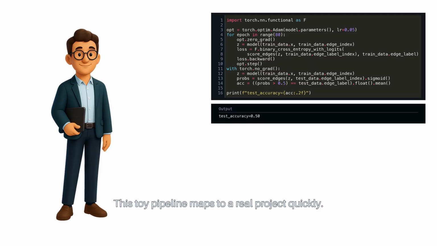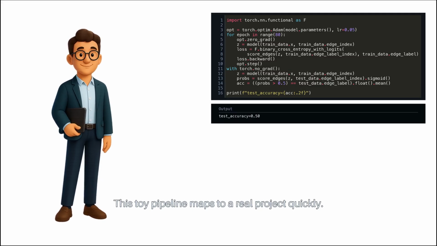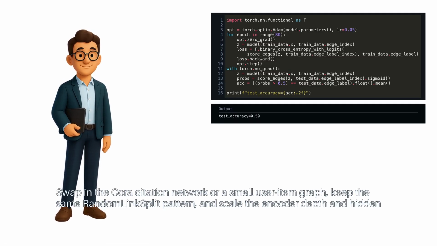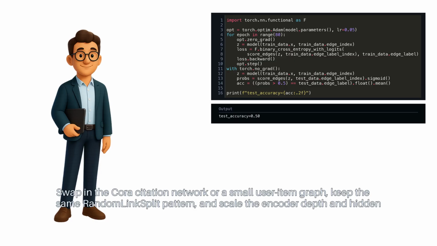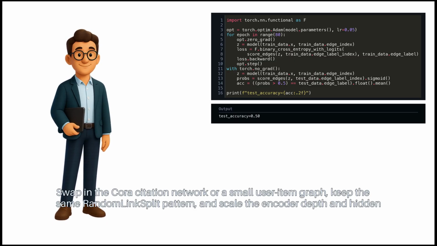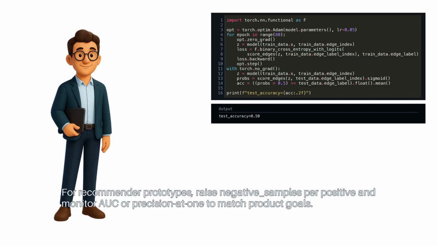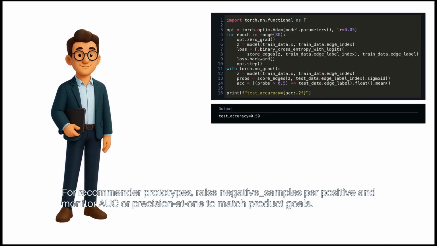This toy pipeline maps to a real project quickly. Swap in the Cora citation network or a small user item graph. Keep the same RandomLinkSplit pattern and scale the encoder depth and hidden dimension. For recommender prototypes, raise negative samples per positive and monitor AUC or precision at 1 to match product goals.